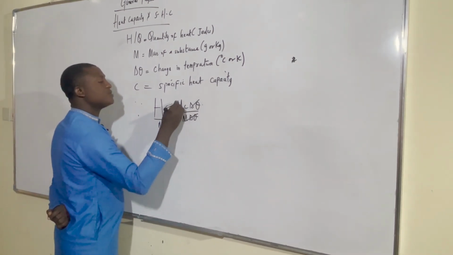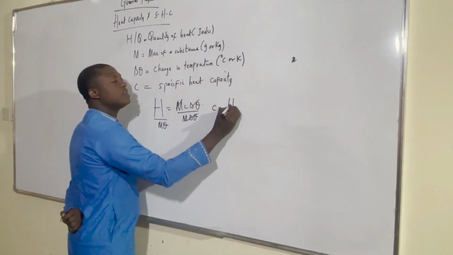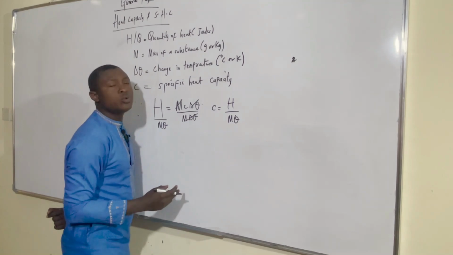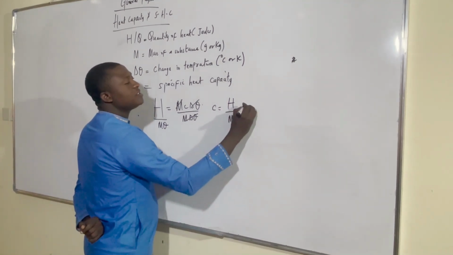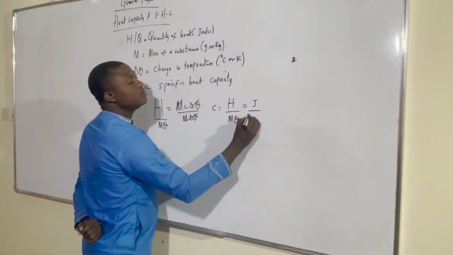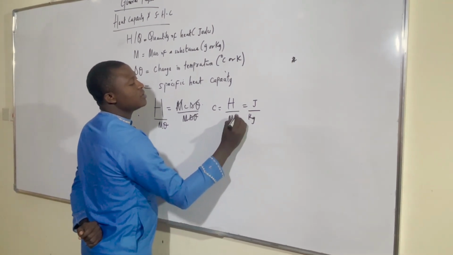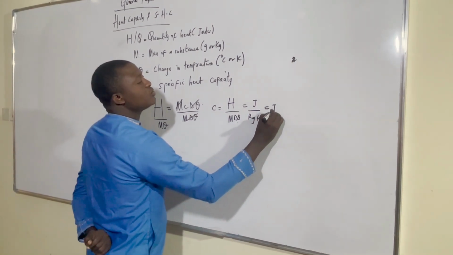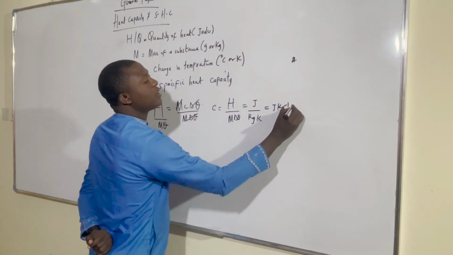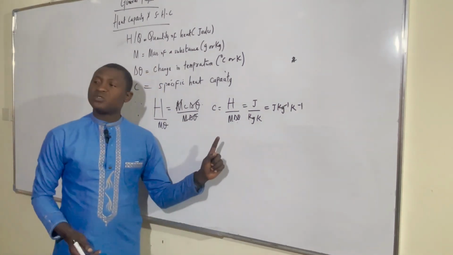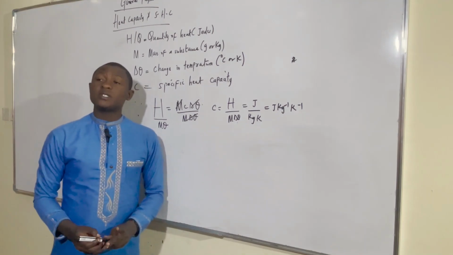So if we cancel this, I can have C to be H divided by M change in theta. And we know that H is in joule, mass is in kilogram, and at the same time, change in temperature is in Kelvin. So that means this one is joule per kilogram per Kelvin rather. So that is the SI unit of specific heat capacity.